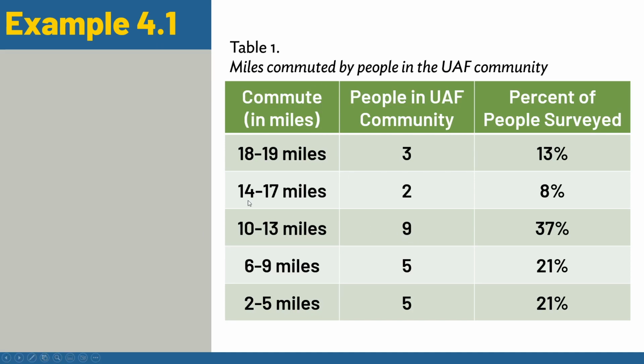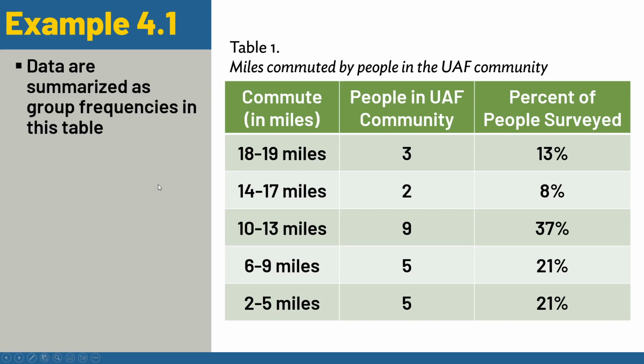So we can see this summarized in a table here, right? Here we can see the distance of the commute in miles, the people that responded within that category, and the percent of people surveyed that fell within that category. In other words, 3 people said that they drive 18 to 19 miles, and that was 13% of the total. Our highest proportion, 37% of people, drive 10 to 13 miles, and that was 9 out of the, what did I say, 24 people that I surveyed.